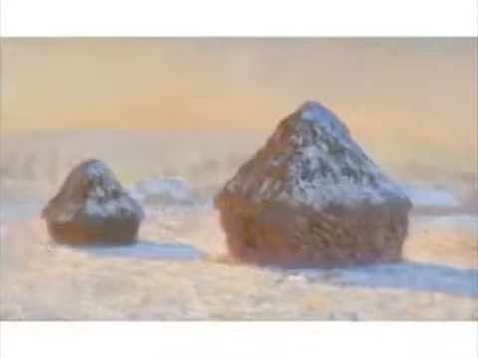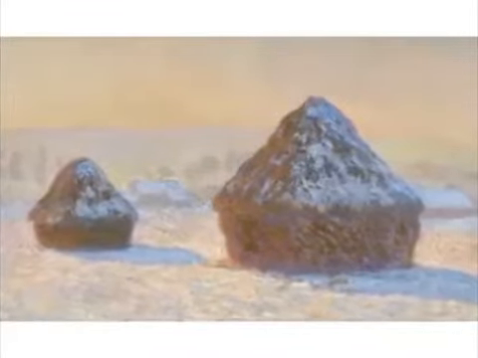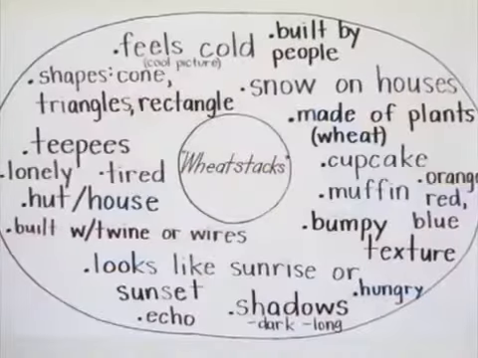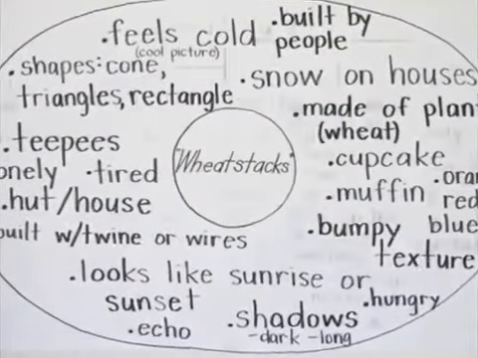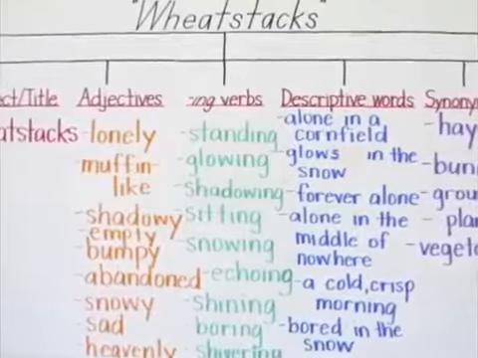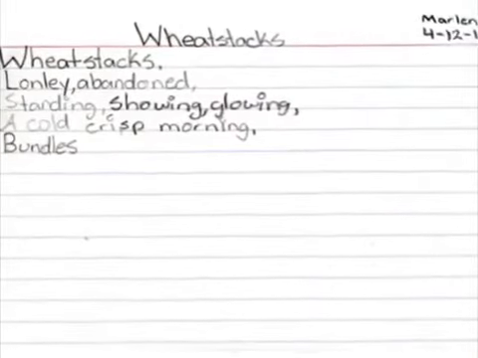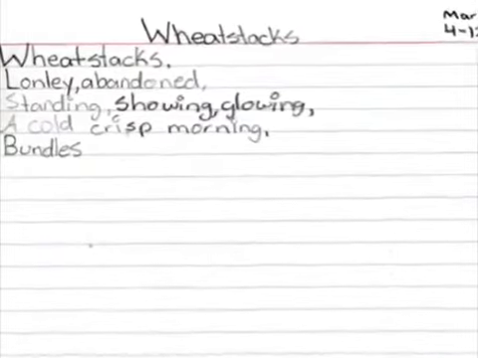I personally love Impressionism. My inspiration was Monet's wheat stacks. I first displayed wheat stacks. Then we created a circle map. I wanted them to create a cinquain, which is a 5-line poem. We created a tree map of cinquain terms. I have one example of a cinquain by Marlene. She wrote: wheat stacks, lonely, abandoned, standing, showing, glowing, a cold, crisp morning, bundles.